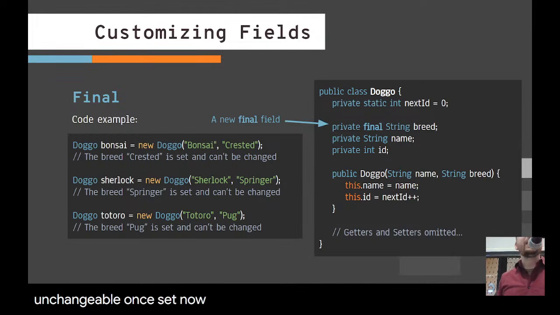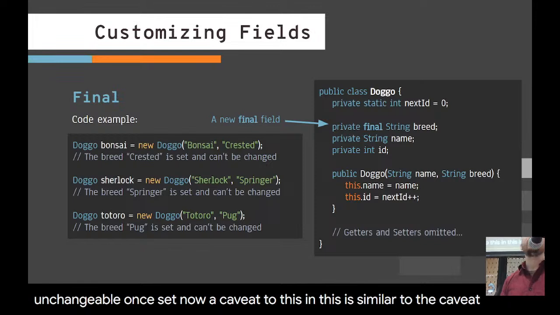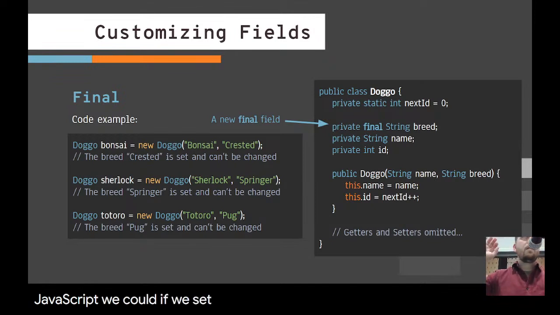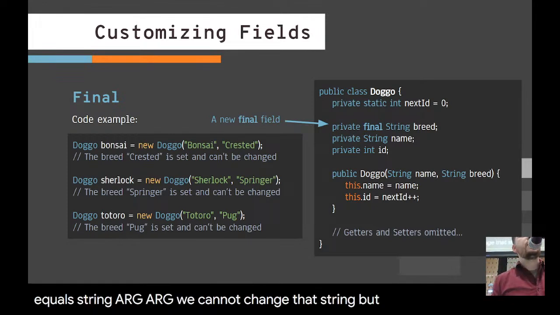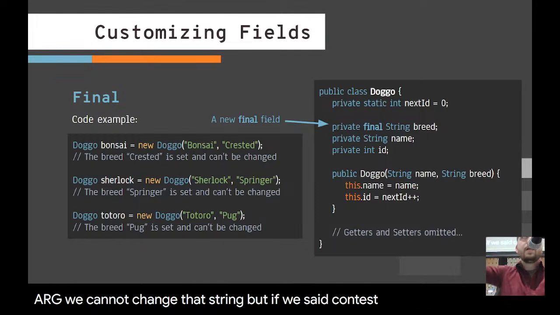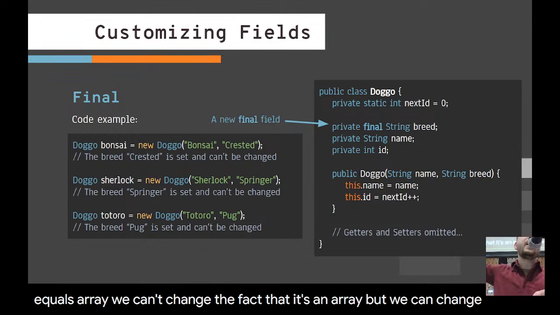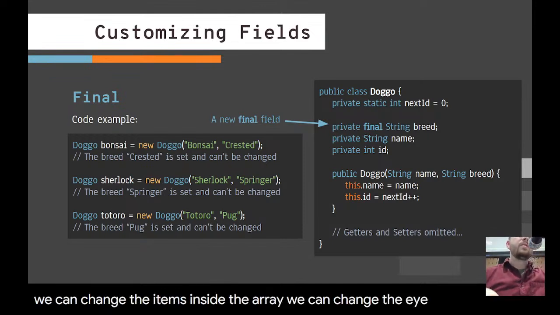And so it is essentially the same thing as any other field, just in the fact that it's unchangeable once set. Now, a caveat to this is similar to the caveat when it comes to constant in JavaScript. If we set, let's say, const aardvark equals string aardvark, we cannot change that string. But if we said const car equals object or const favorite cars equals array, we cannot change the fact that it's an array, but we can change the items inside the array. We can change the items inside of the object.